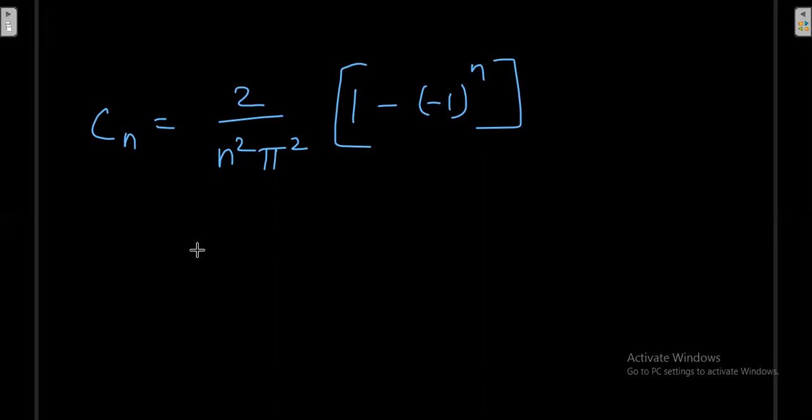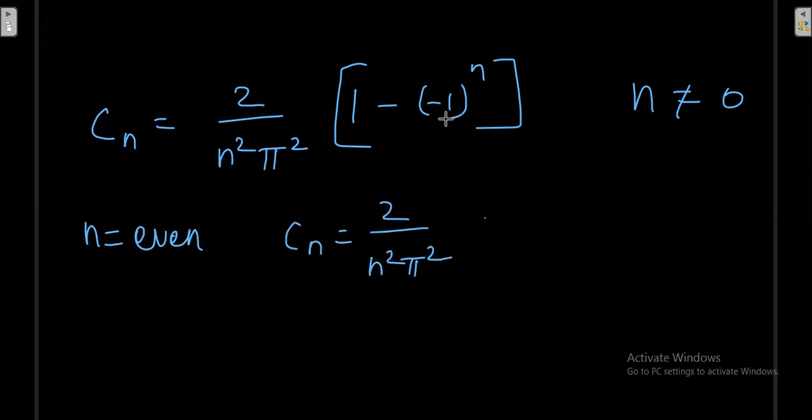Now, n equal to 0 we have calculated separately, so this expression is valid only when n is not equal to 0. So what happens when you put n as an odd value or n as an even value? First we'll put n even. Once n is even, the numerator becomes 0, because (minus 1) power anything even gives 1, and with the minus sign there, it is definitely 0. So when n is even, your Cn value is definitely 0. So that means what?